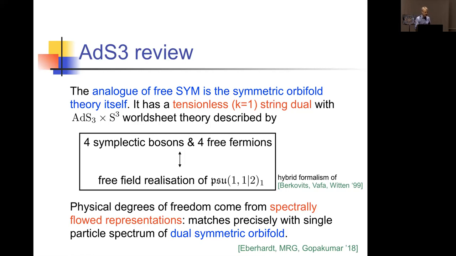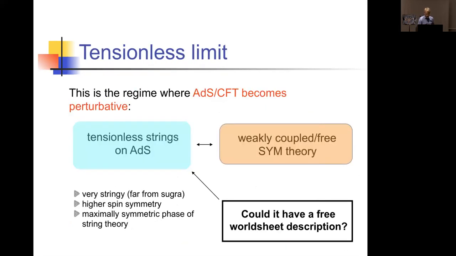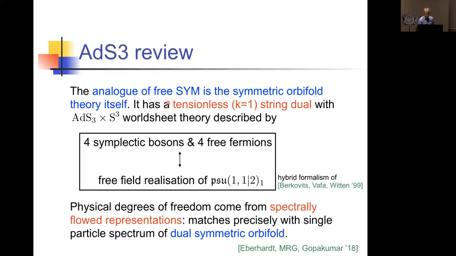So if our basic picture is right, that the weakly coupled theory should have a free worldsheet description, what this should mean is that there should be something simple about the worldsheet theory that describes the symmetric orbifold theory. Now we've shown, and this goes back to work I've done together with Rajesh and Lorenz Eberhardt a number of years ago, that the correct worldsheet description is this hybrid formalism of Berkovits-Vafa-Witten, which is a Wess-Zumino-Witten model based on PSU(1,1|2) at level 1, together with the T4 degrees of freedom, which I'm suppressing here.